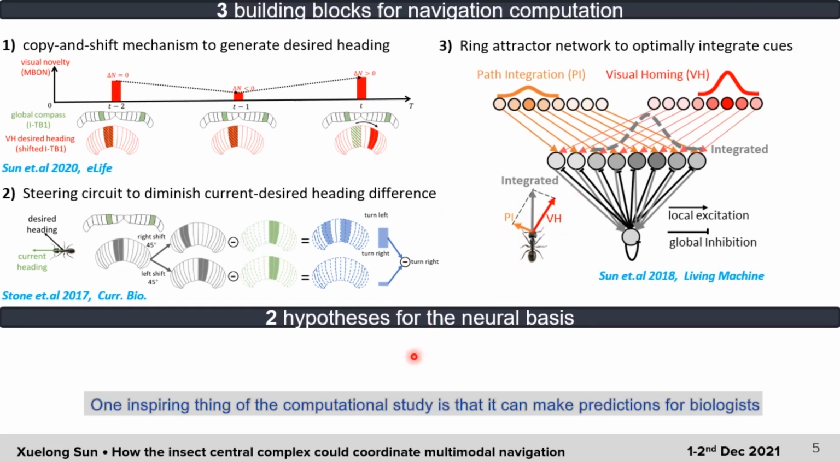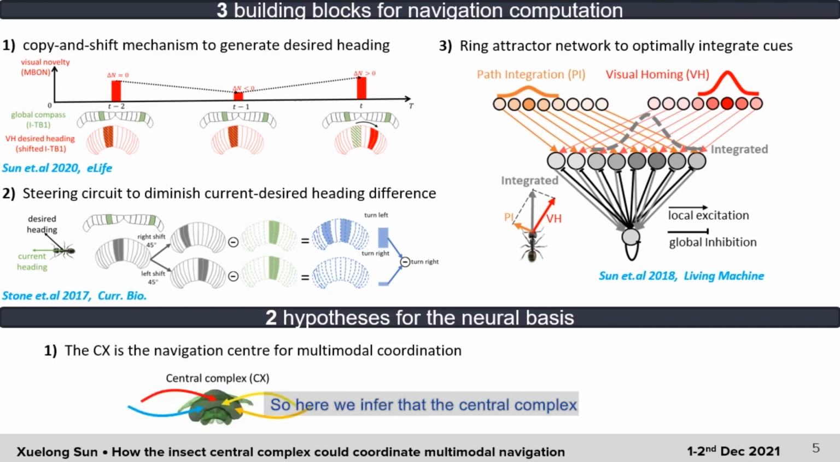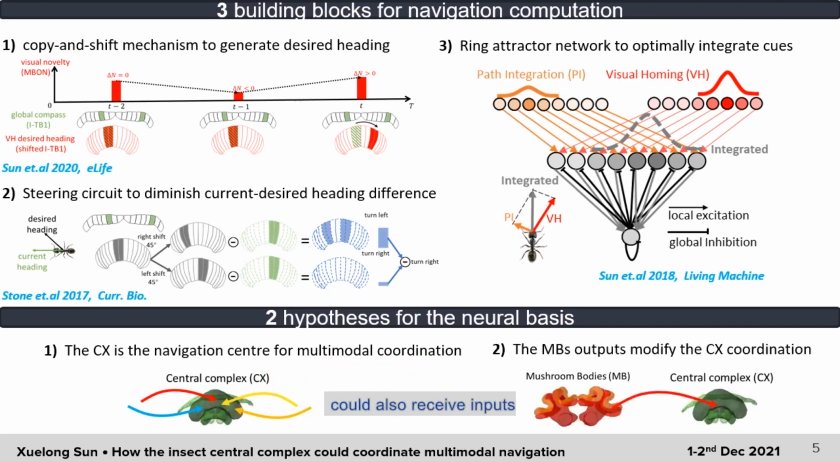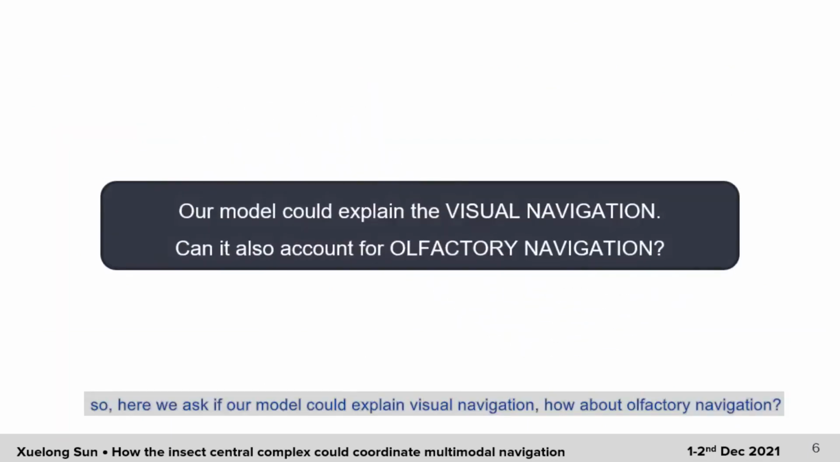One exciting thing about the computational study is that it can make predictions for biologists. So here we infer that the central complex is a navigational center where the multimodal coordination could happen. And the central complex could also receive inputs from other sensory perception regions, for example, the mushroom bodies, for further modulation. So here we ask, if our model could explain visual navigation, how about olfactory navigation?